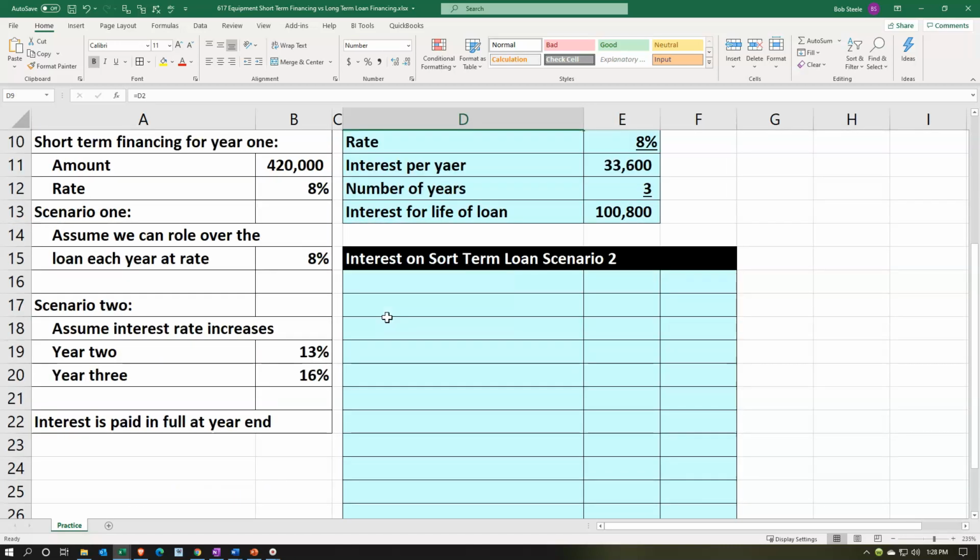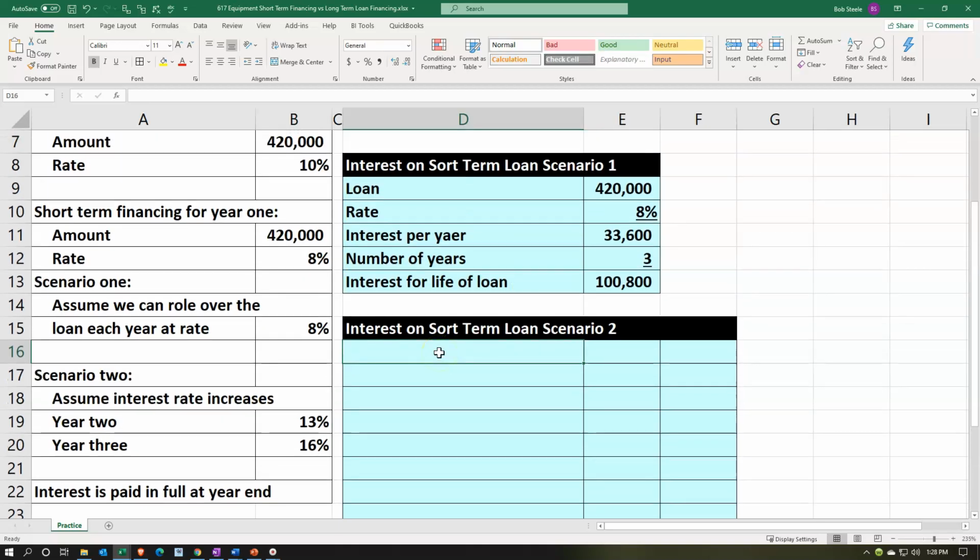What if there's a worst case scenario where we know the first year is going to be 8% because they've locked us down on that one, but it might jump up, let's say, all the way to 13, 16, just in case of worst case, and see what would happen if that happened. What would happen in that case? We have to break it down because it's not an even rate for the 3 years. We've got to break it down 1 year at a time.